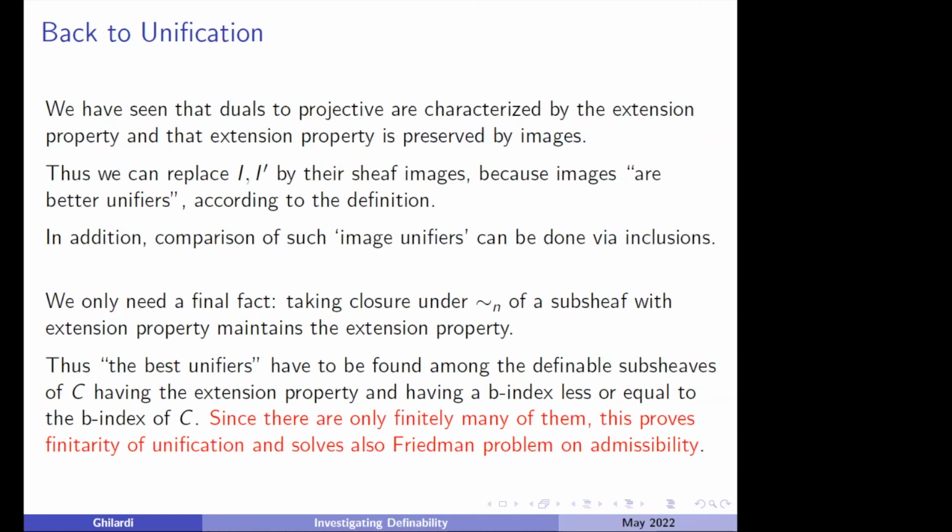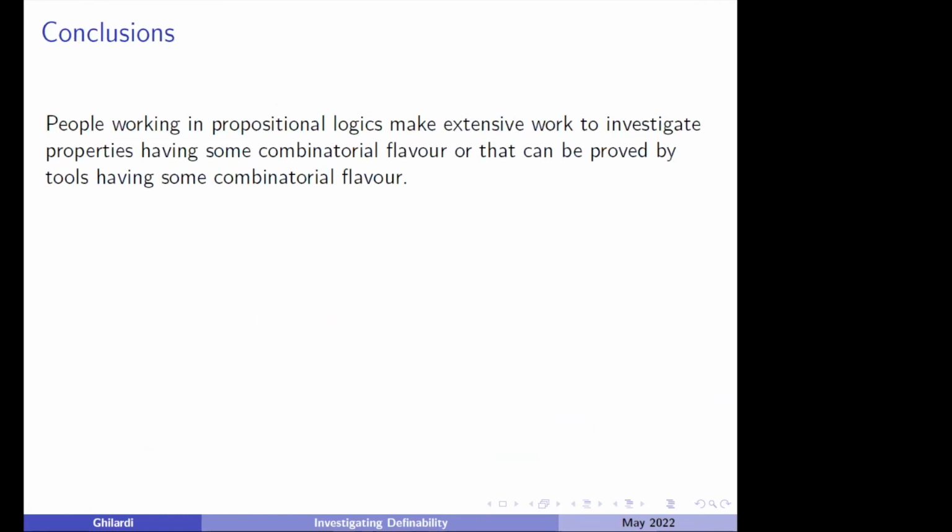Of course, this solves the problem, but it is not an optimal solution, because said in this way it would produce a non-elementary bound. However, the argument can be refined, and I found a double exponential bound, and then Emil Ghilardi found an optimal bound. But every investigation on unification started from this consideration about projectivity, which comes into the picture. Now, these are my conclusions.